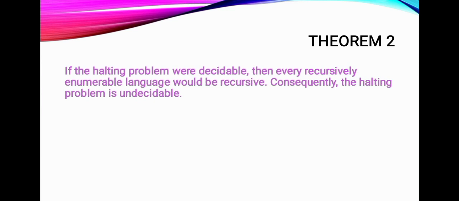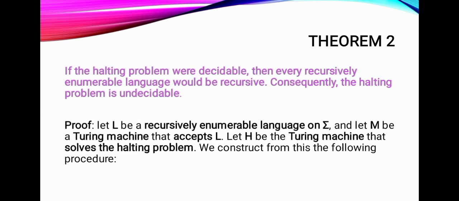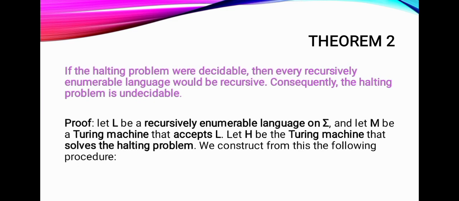Theorem 2. If the halting problem were decidable, then every recursively enumerable language would be recursive. Consequently, the halting problem is undecidable. For a proof, let L be a recursively enumerable language on epsilon, and let M be a Turing machine that accepts L. Let H be a Turing machine that solves the halting problem. We construct from this the following procedure.